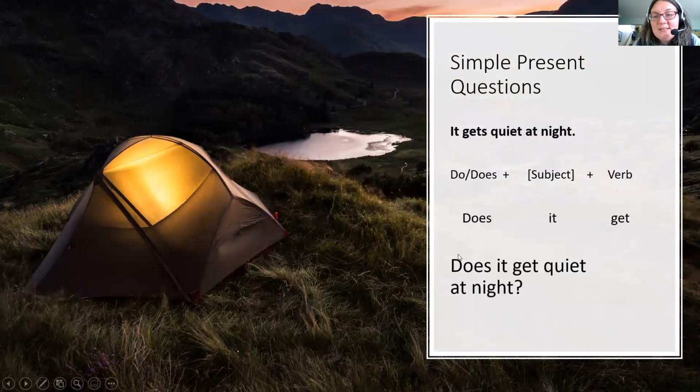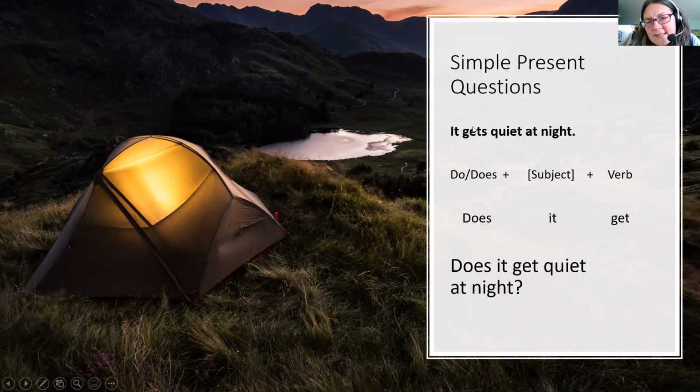Simple present questions. Let's try another one. It gets quiet at night. Let's ask a question about that. Take a look at our subject first. What's our subject? It. Correct. Okay. It. Does that take do or does? Right. It takes does, not do. So we need does, it, and now we need our verb. What's our verb in the sentence?